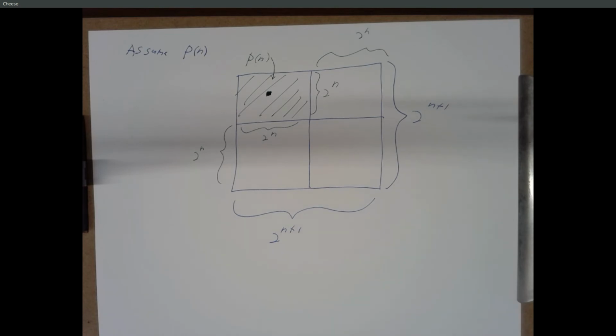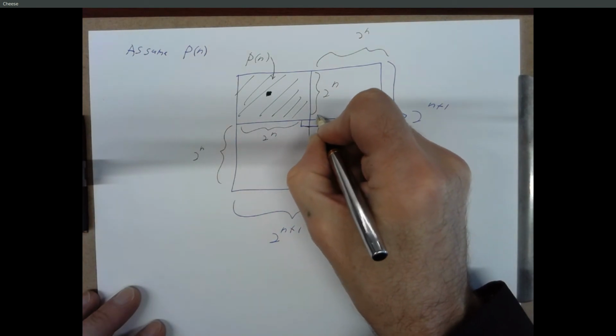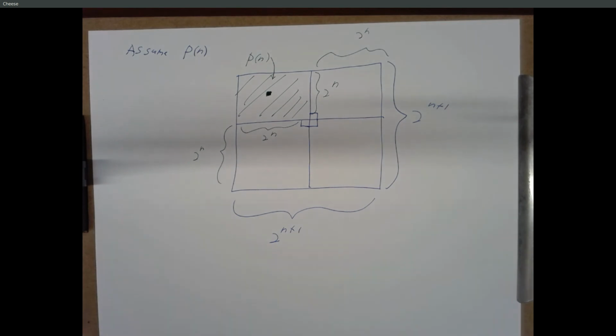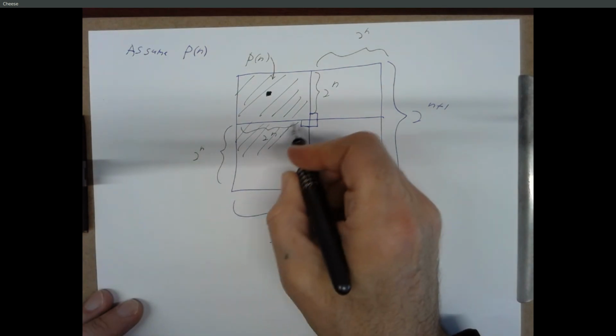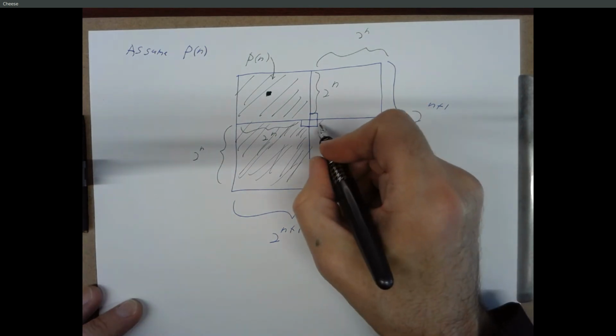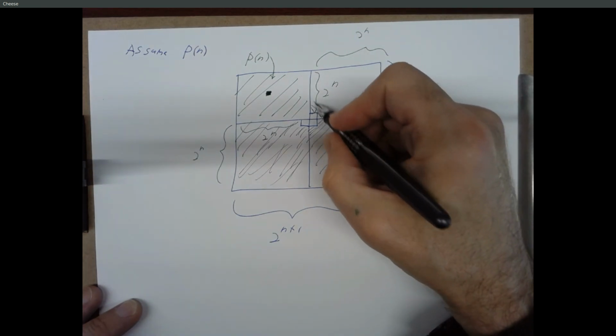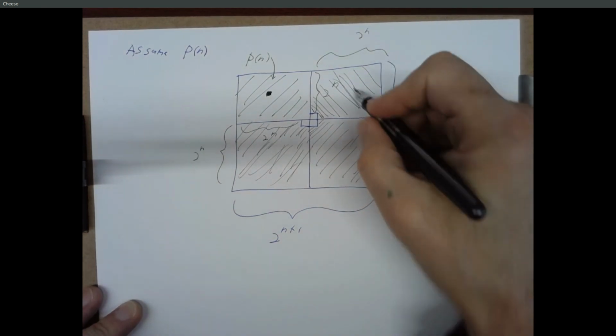Remove a little square from each of the little quadrants. If we removed a little square from each of those quadrants, we could tile each of those. And we'd be left with 3 squares that we still need to tile. So here's what we're going to do. We're going to remove this square, and this square, and this square, temporarily. And with those removed, we can now tile all of this. Why? Because P of n is true. And we can tile all of this because P of n is true. And we can tile all of this because P of n is true.